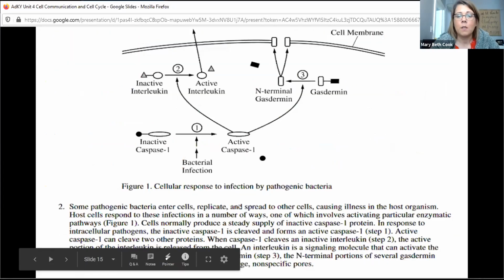So they're wanting you to tell them, how does this pore help protect the cell, and how does releasing interleukin help protect the cell? And so again, go to chat. One sentence, maybe two here.